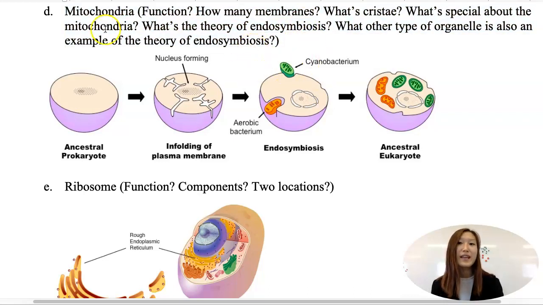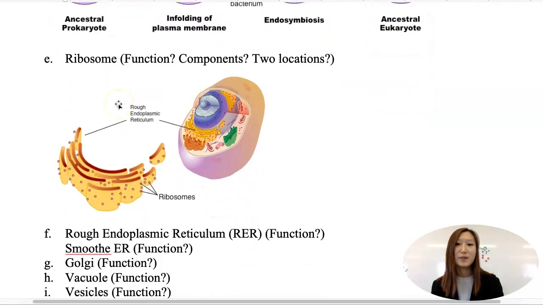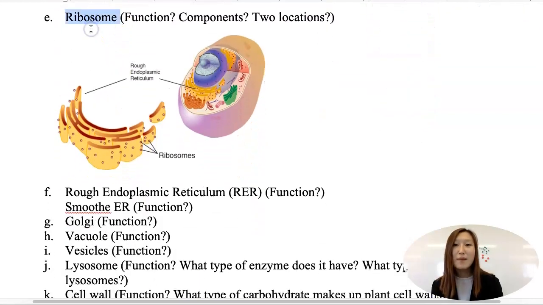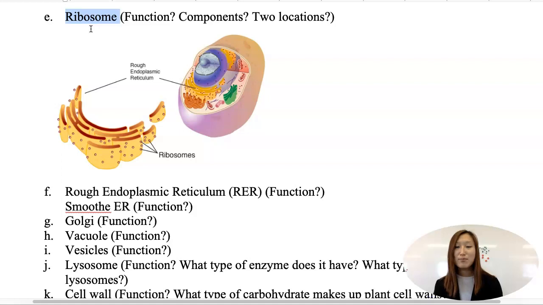So that's where we think mitochondria came from in the first place. The next one is called ribosome. So ribosomes make proteins, which are very important. Proteins make up a lot of structures. Proteins are in the cell membrane to allow membrane transport. So proteins are very important.